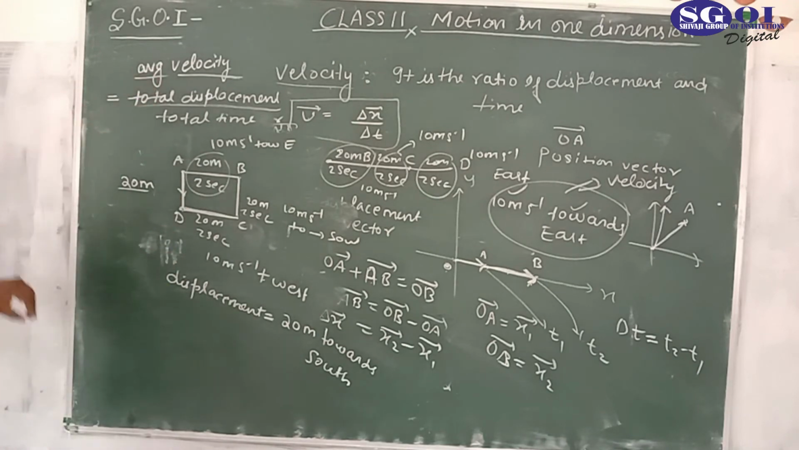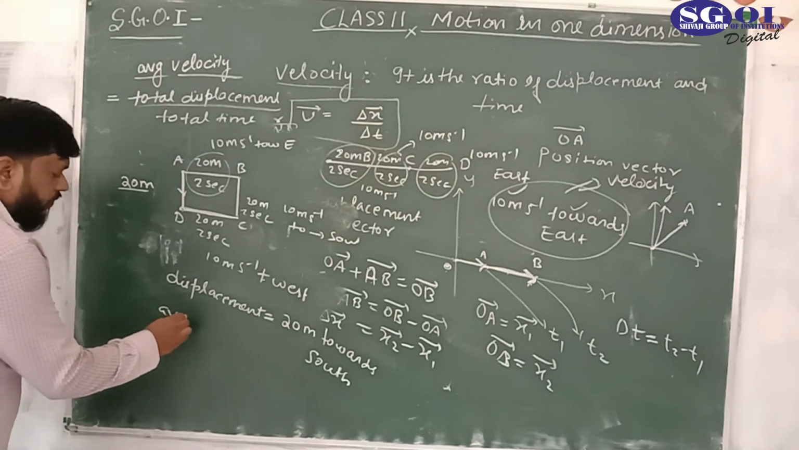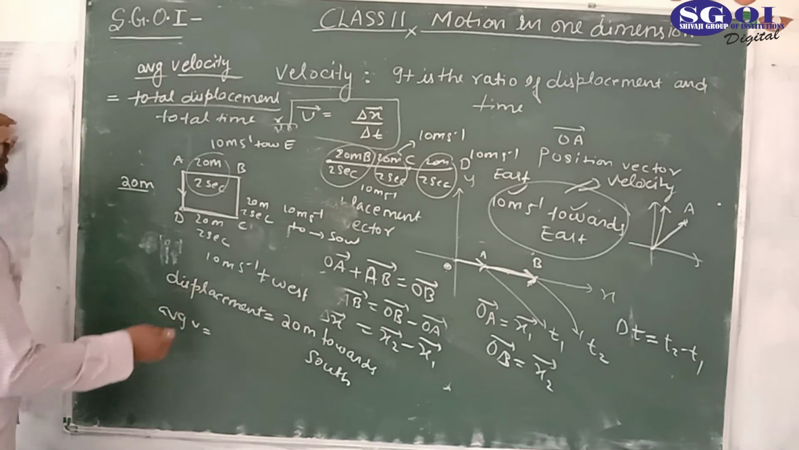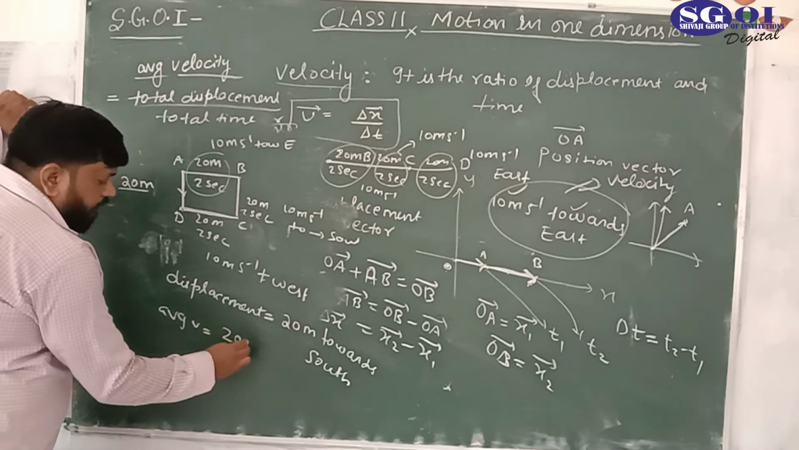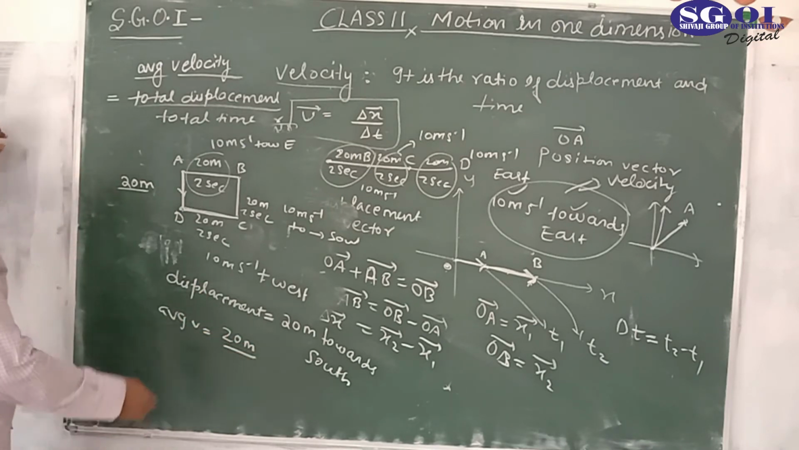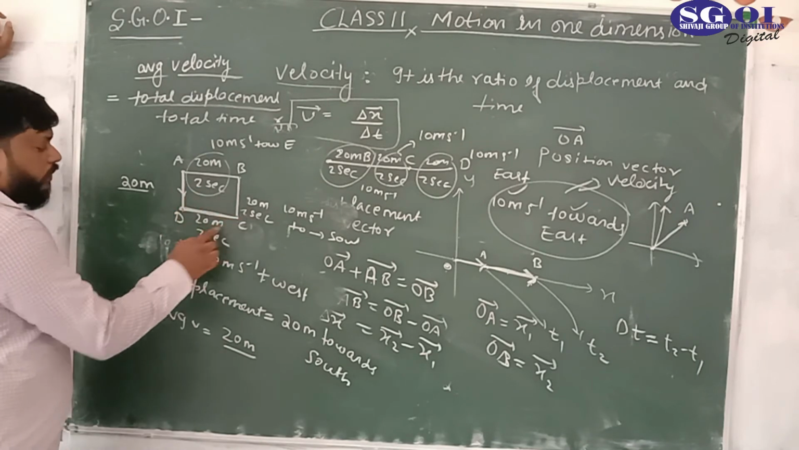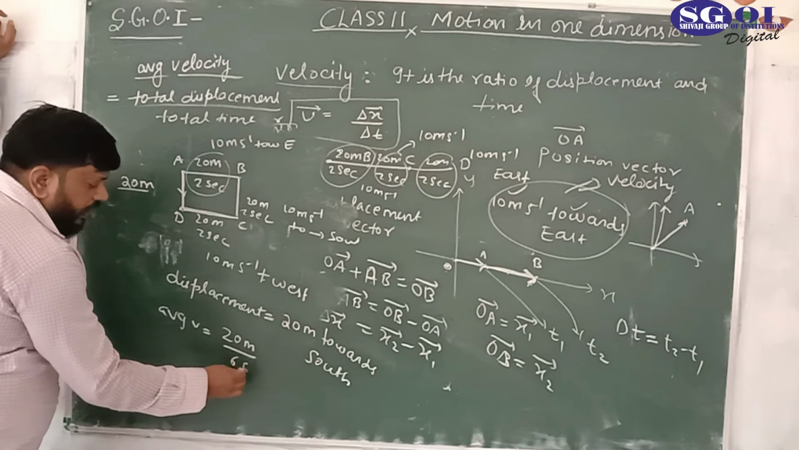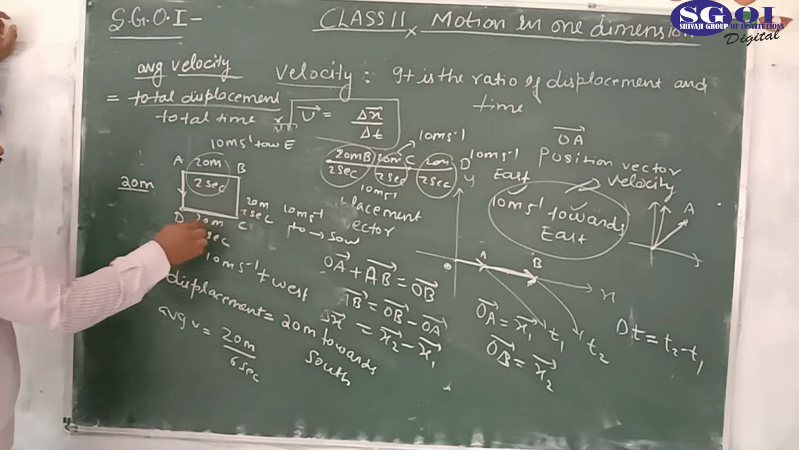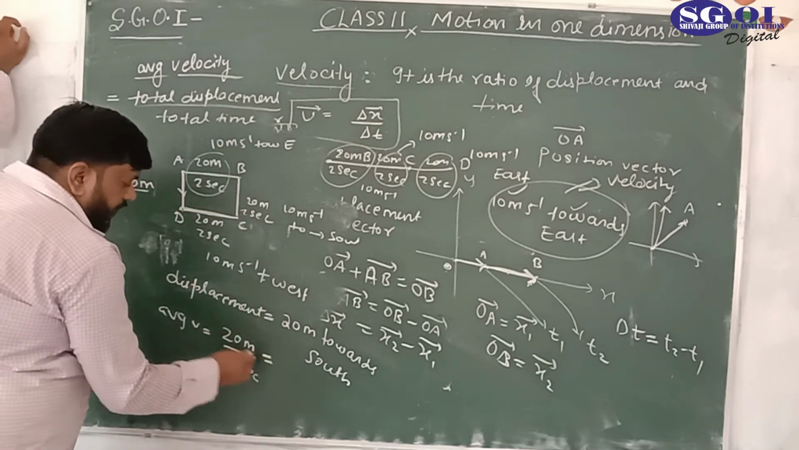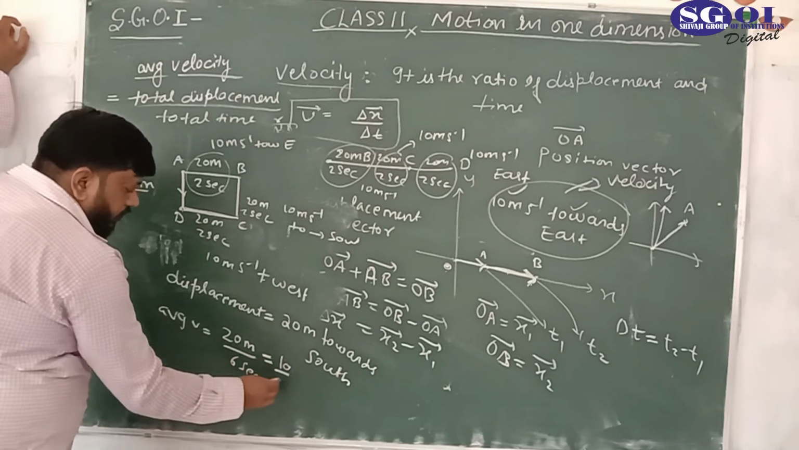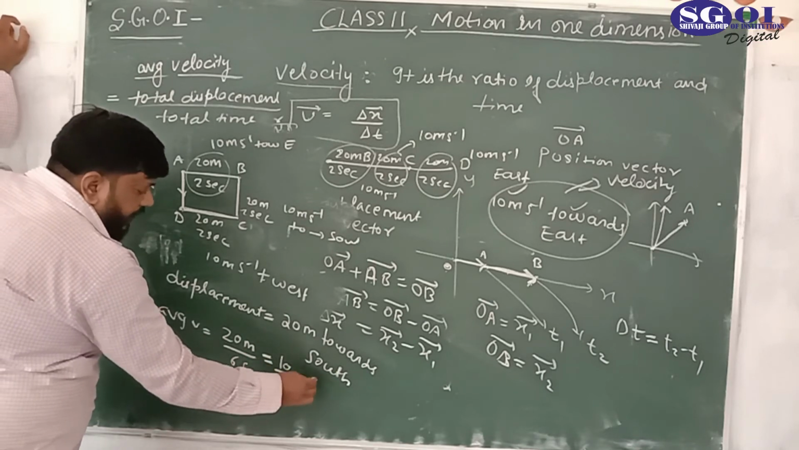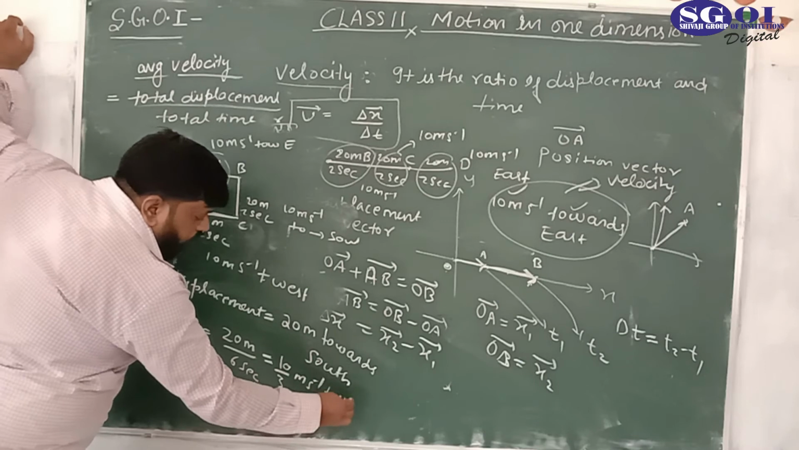Now we are going to find the average velocity. So the average velocity equals total displacement, which is 20 meter, and what is the time? 2 plus 2 plus 2. This is the total time interval. So this is 6 seconds. 2 to 4 to 6. So we can take it as 10 by 3 meter second inverse towards south.